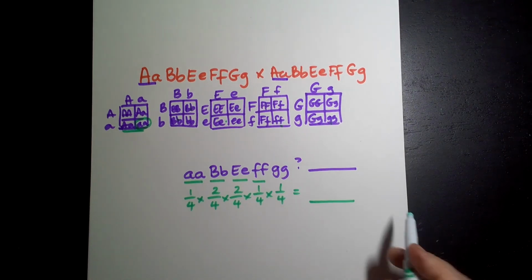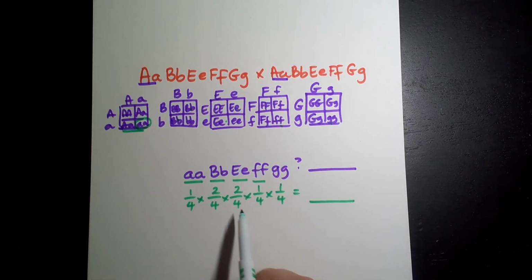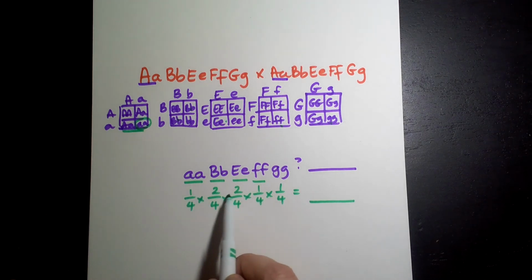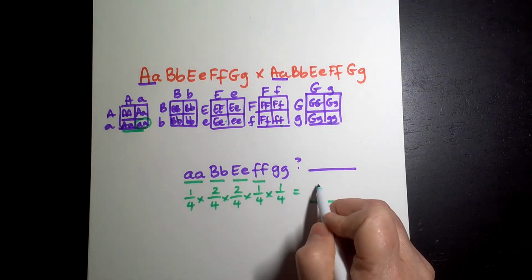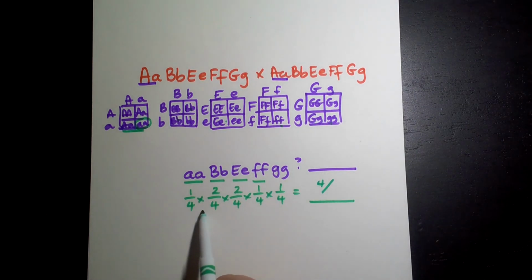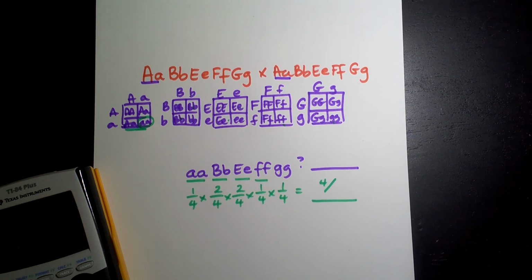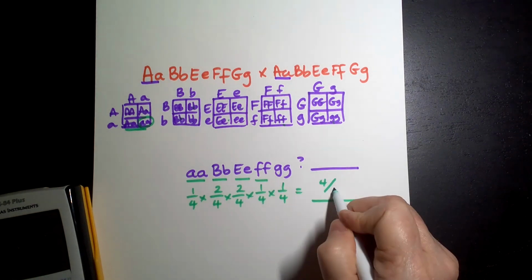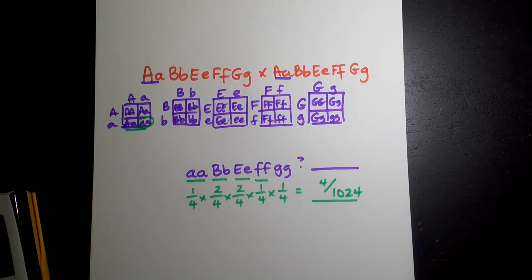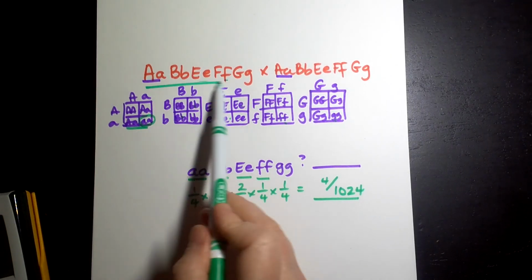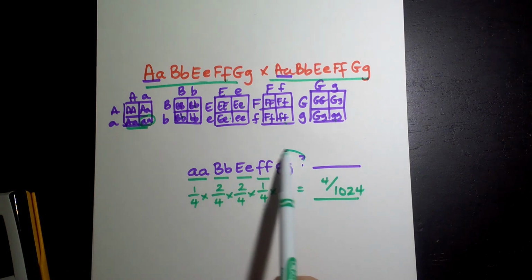So now I have a fourth times 2 fourths times 2 fourths times 1 fourth times 1 fourth. So you do all the tops across. All the way across, 1 times 2 times 2 times 1 times 1 is 4. All right, and then 4 to the 5th power. I have to use my calculator here. I think it's 256, but 4 to the 5th, no, it's 1,024.